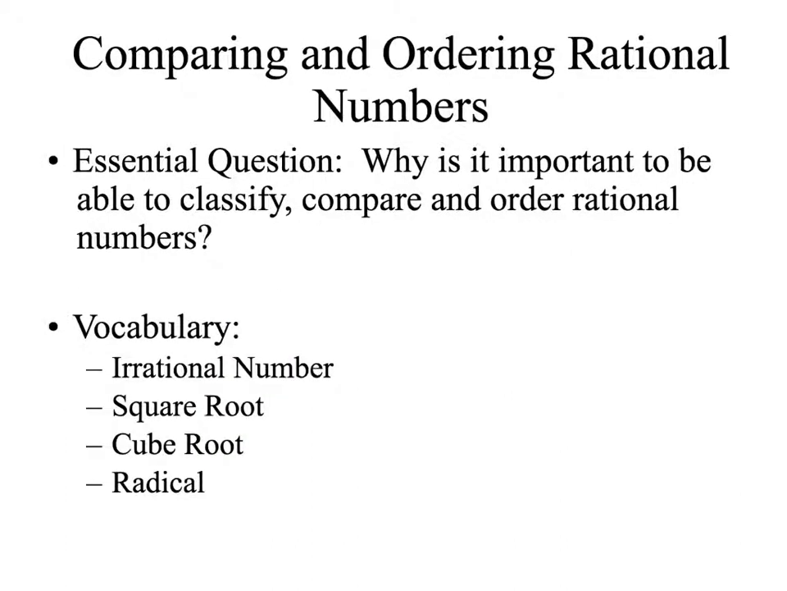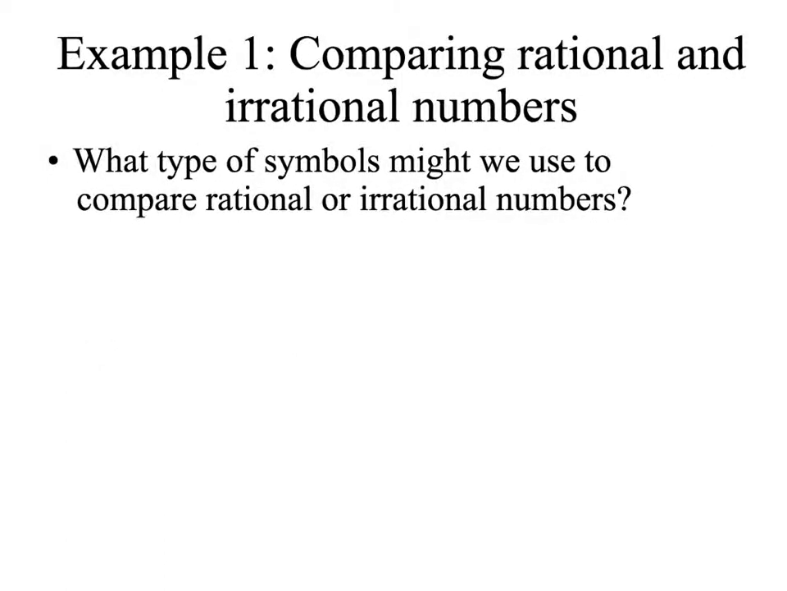So like I said at the beginning, we're going to be comparing and ordering rational numbers today. How do we classify them? How do we put them in order? What's the easiest way to figure all this stuff out? So that's kind of where we're going today. Comparing rational and irrational numbers.